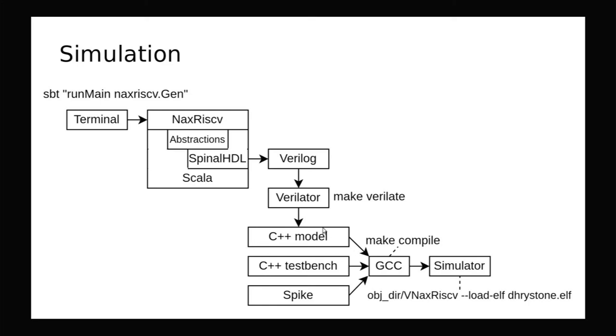So from that C++ model, a C++ testbench that we have to implement, and Spike, I will come back on Spike in the next slide, we will compile all those together with GCC, and we will get an executable which will be our simulator. For instance, here, we can execute it with a few arguments, like to load a given benchmark, like the Rhinestone benchmark, at a given memory, and it will execute in the terminal. At decent speeds, it depends on the configuration of the CPU, but you will get between 100 kilohertz and 200 kilohertz, that is cycles per real-time second.